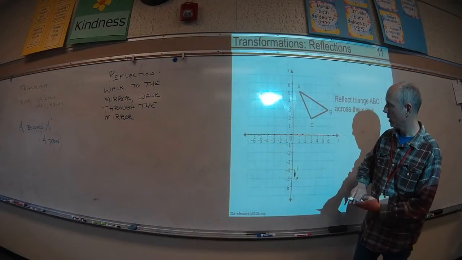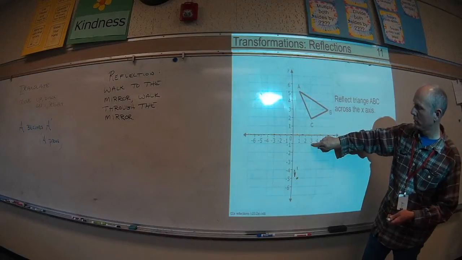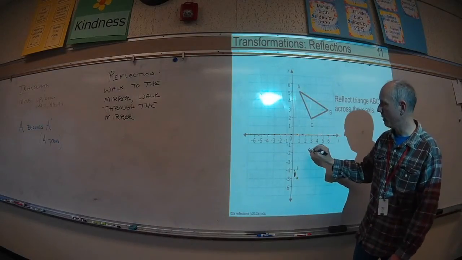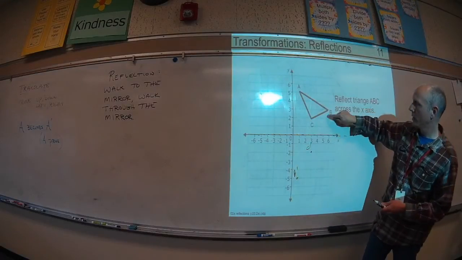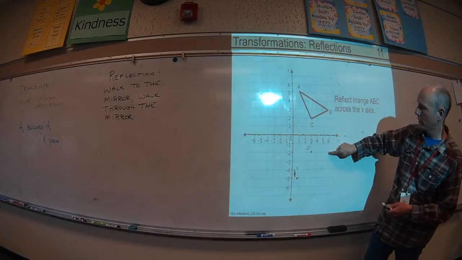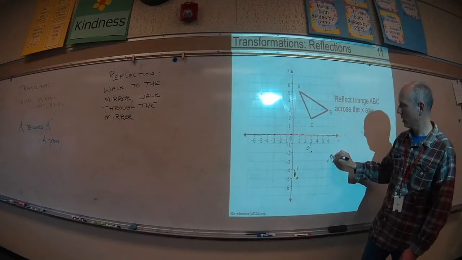8, 9. Count with me. 1, 2. 1, 2. Nice. What's the name of it? C prime. Count with me. 1, 2, 3. 1, 2, 3. Name of the point? B prime.